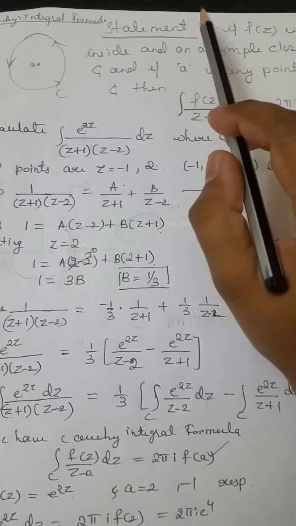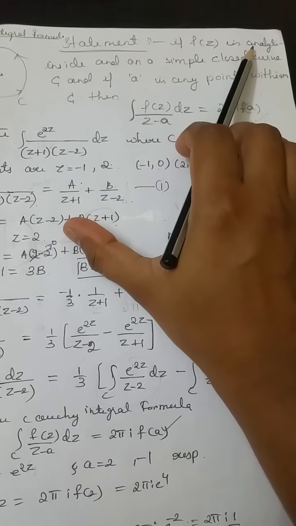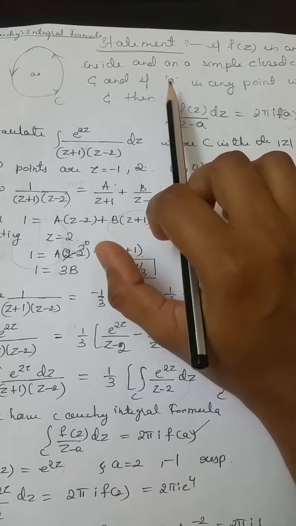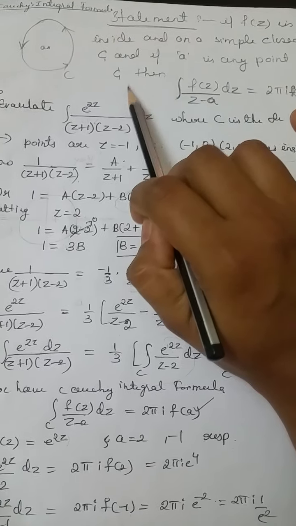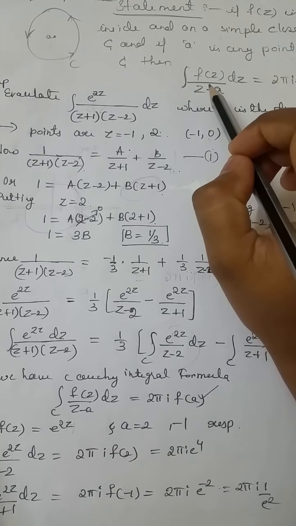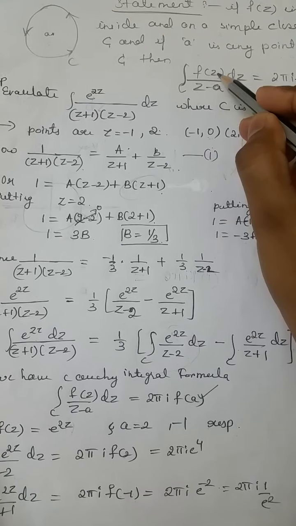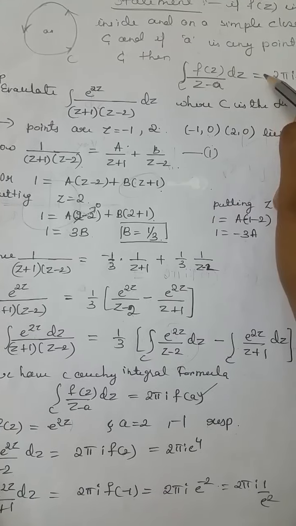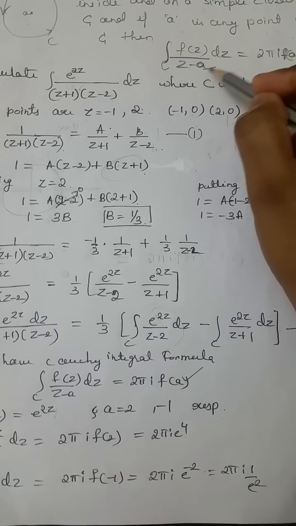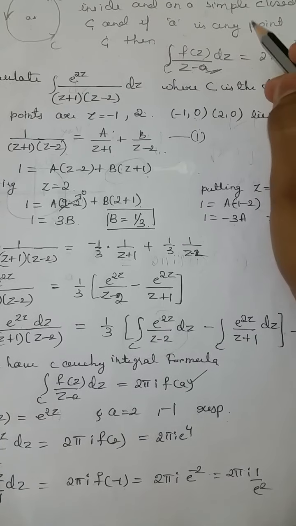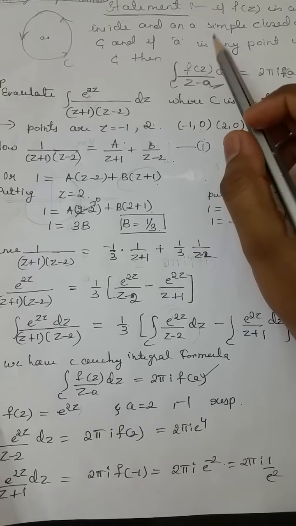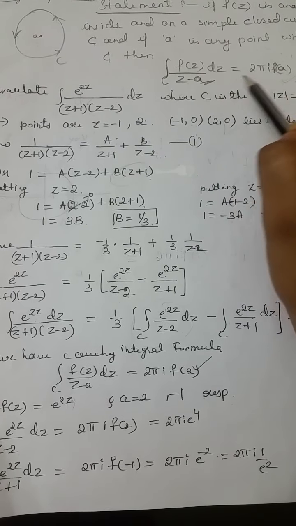Cauchy's integral formula, statement: if f(z) is analytic inside and on a closed curve C, and if a is any point within C, then the integral over C of f(z)/(z − a) dz is equal to 2πi f(a), where a is a singular point of the given function. So this is a very important theorem and formula.